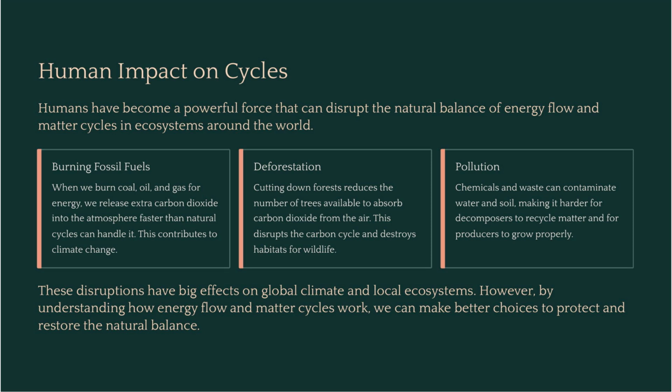Unfortunately, humans can disrupt these delicate cycles. When we burn fossil fuels, we release a huge amount of carbon into the atmosphere, which throws off the natural carbon cycle. When we cut down forests, we reduce the number of trees that can absorb that extra carbon. These actions can have a big effect on our global climate.